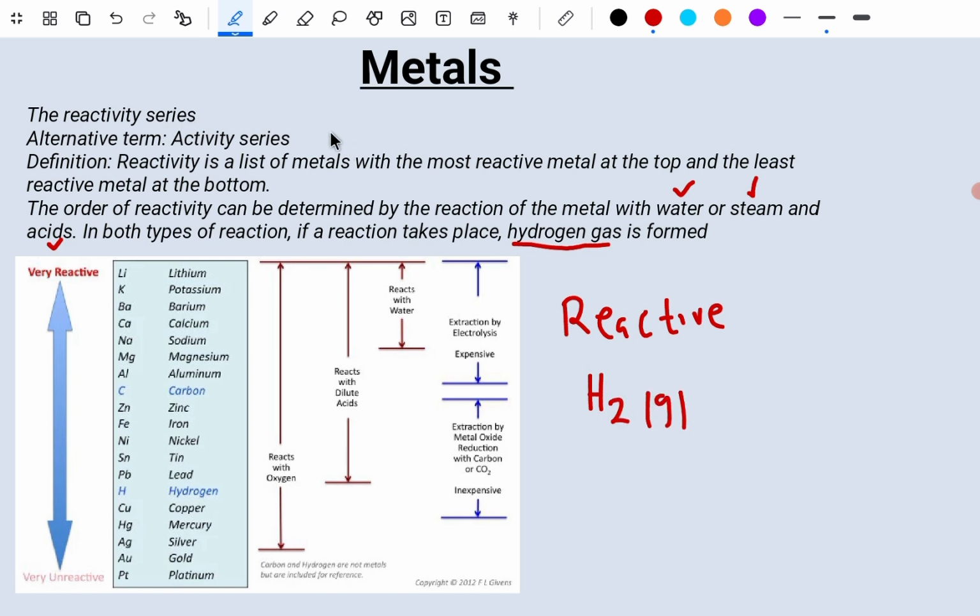Okay, in the reactivity series we have a list of metals. And how did this list come about? They reacted the metals with water, steam, or an acid. And that showed how these metals actually reacted.